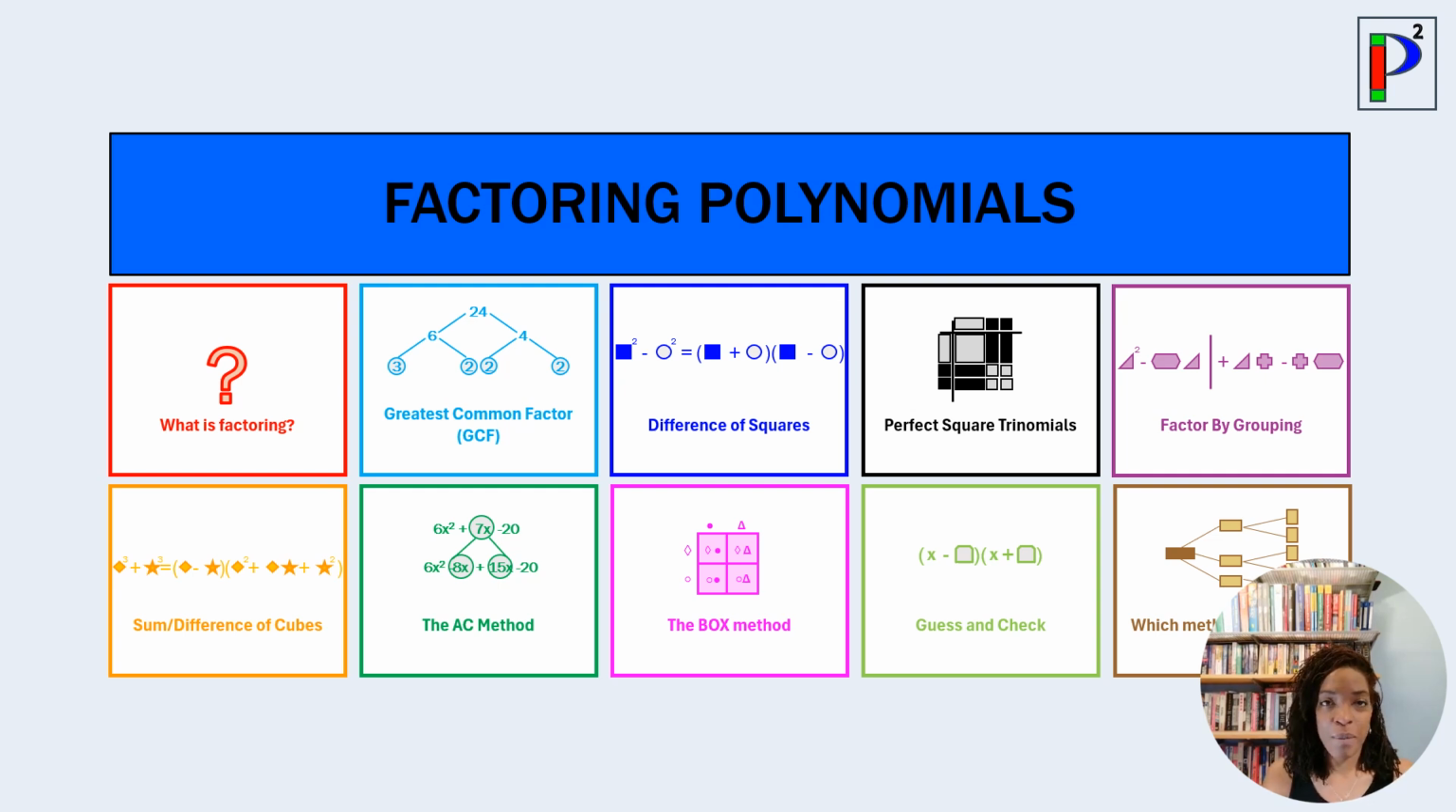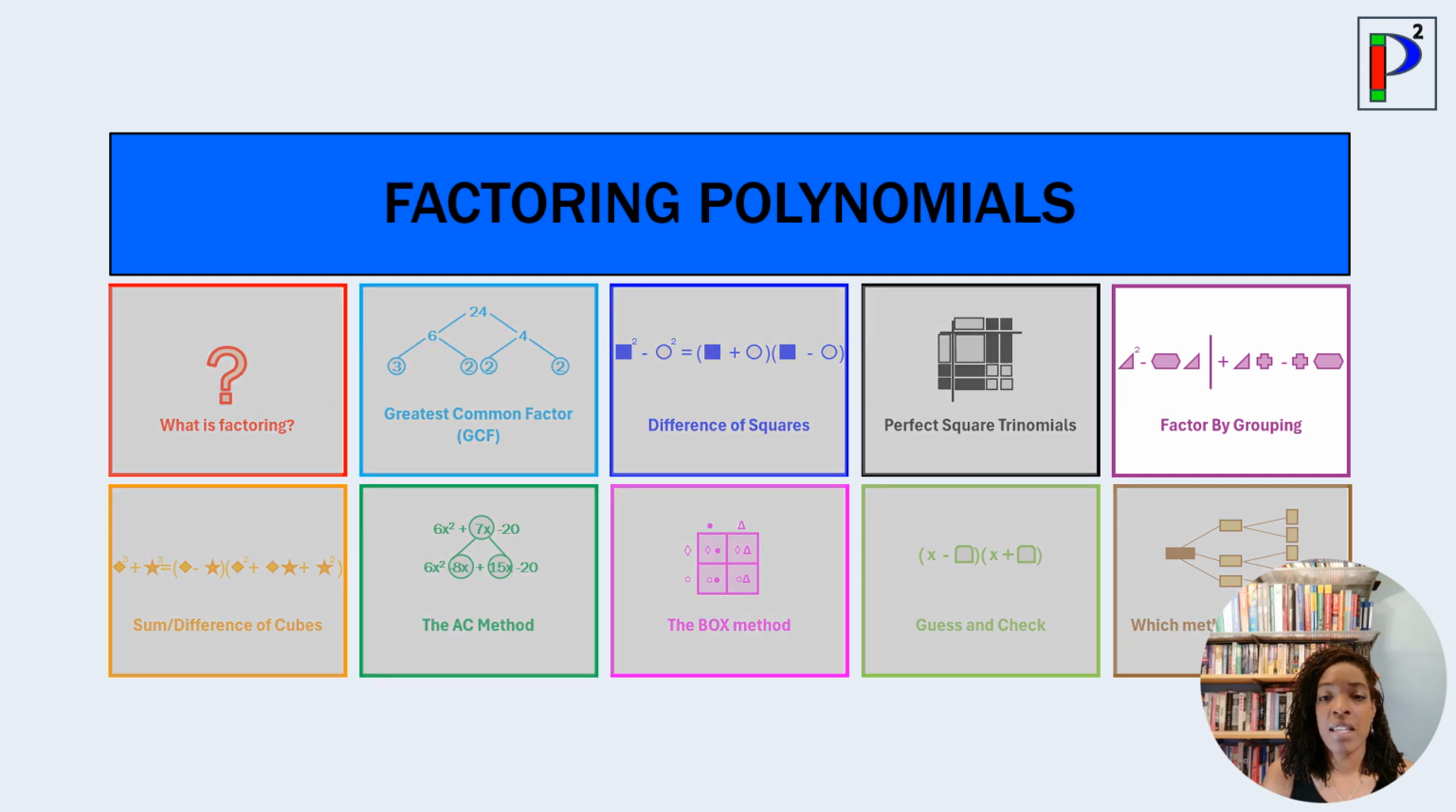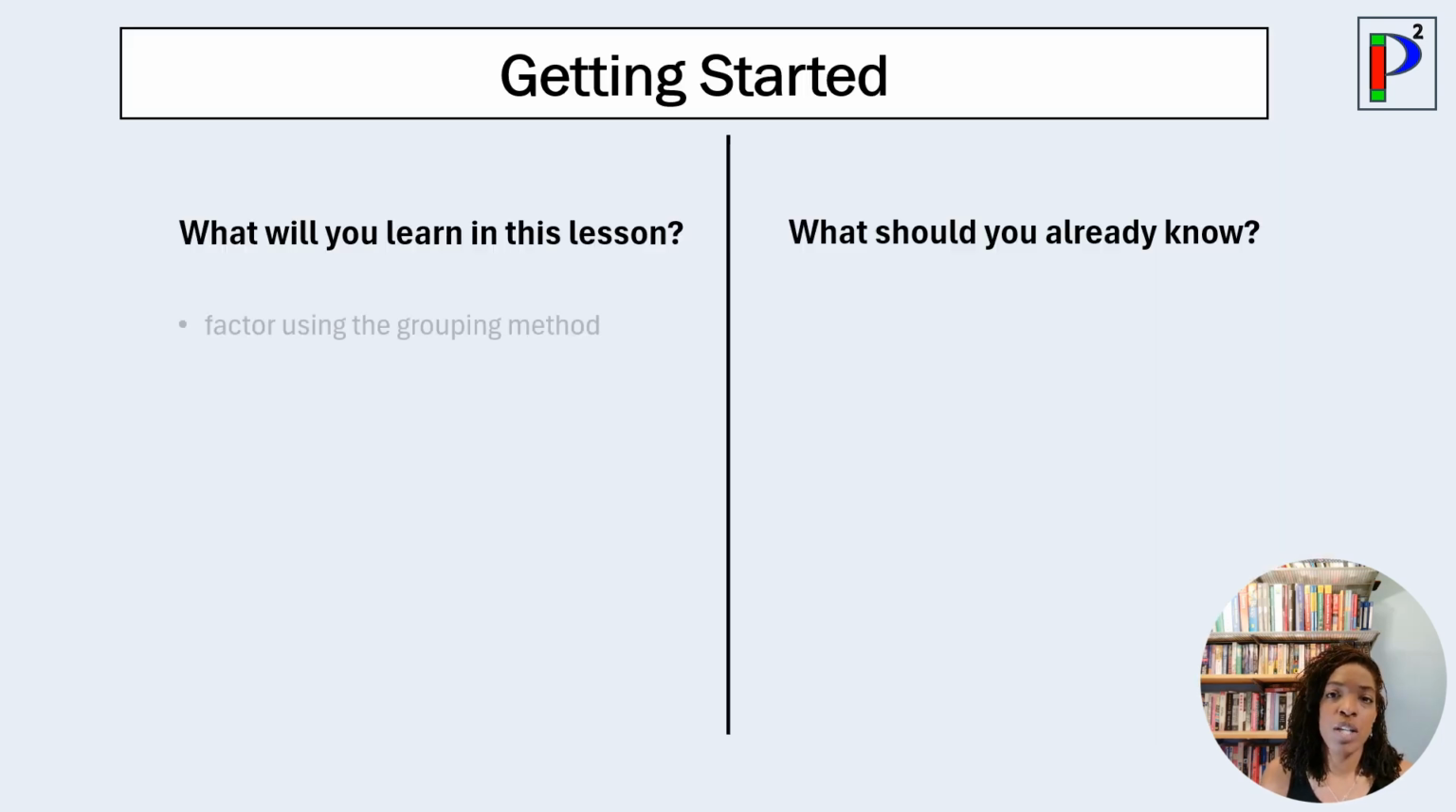This lesson is one of my absolute favorites, factoring by grouping. This method is great for visual learners, so if you're good at spotting patterns, you're going to like this one a lot. Let's get started. Today we're going to use grouping to factor polynomials, and as usual, we start everything by looking for the greatest common factor, so if you need to brush up on that skill, go ahead and review.